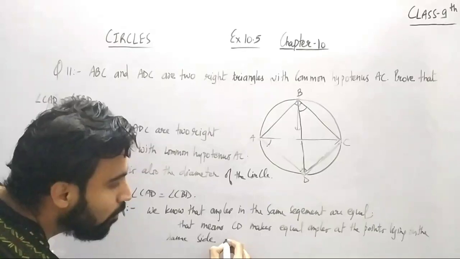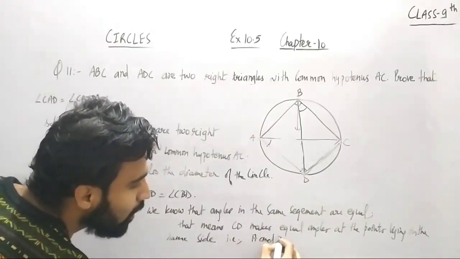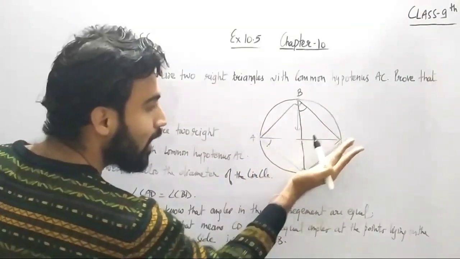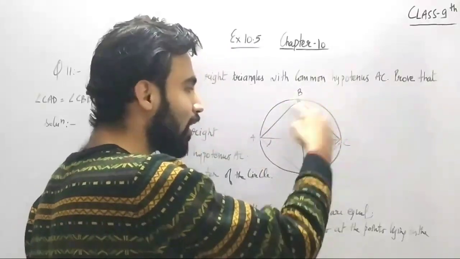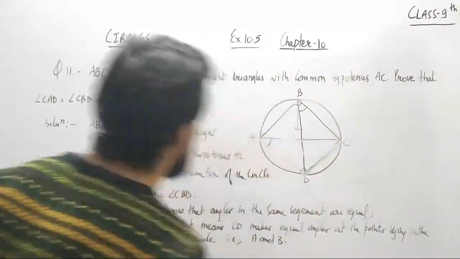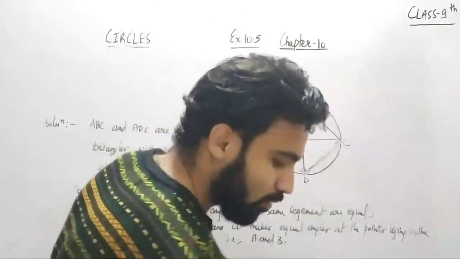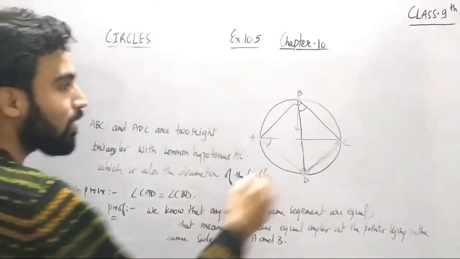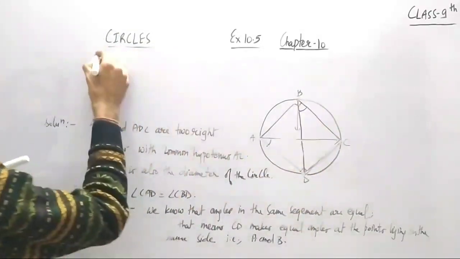You can see that is A and B. So आप देख सकते हैं A और B दोनों पॉइंट्स इस CD कोड के सेम साइड पे आ रहे हैं. You can see in the same segment. So let me first make some space above. So it's quite clear, that means angle CAD will be equal to angle CBD.